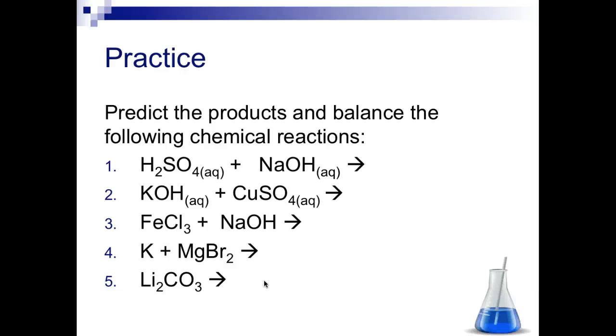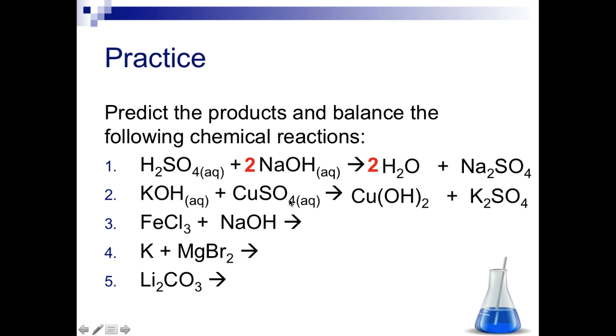Great, well, welcome back. What should you have gotten? So we have H2SO4 plus NaOH. That will make H2O plus Na2SO4. And in order to balance, we're going to have to stick a 2 in front of NaOH and a 2 in front of H2O. We have number 2, KOH plus CuSO4.